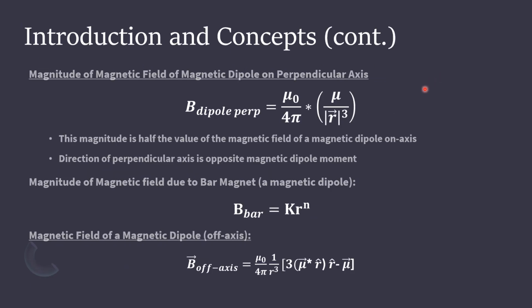Here we see the equation for the magnetic field of the magnetic dipole on the perp axis, in which the magnitude is half the value of the magnetic field of the magnetic dipole on axis, and the direction of the perp axis is opposite the magnetic dipole moment. We also have the equation for the magnetic field due to the bar magnet, which is the magnetic dipole, and we also have the general equation for the magnetic field of the magnetic dipole, which is calculated through multiple variations and used in the experiment.